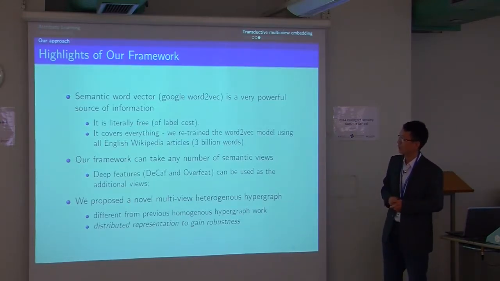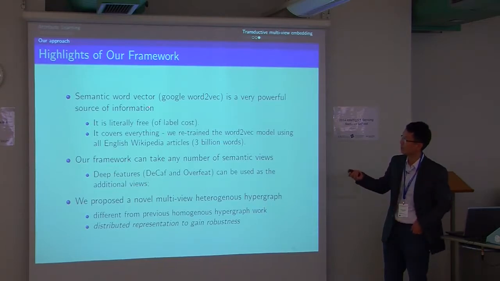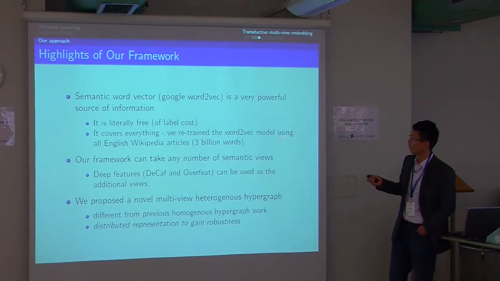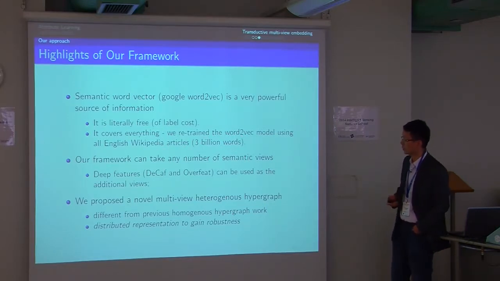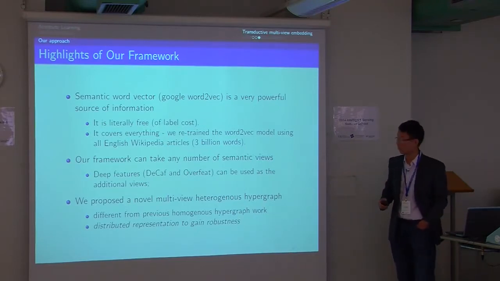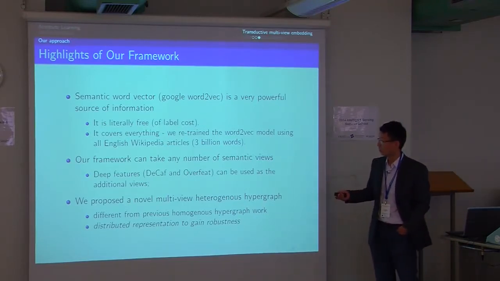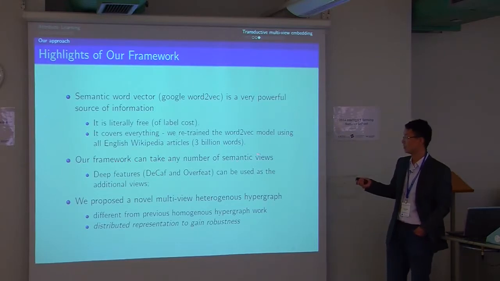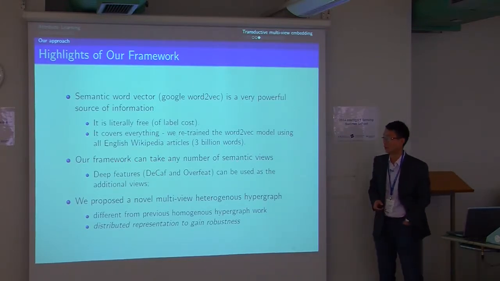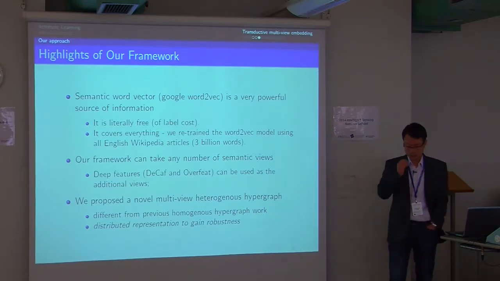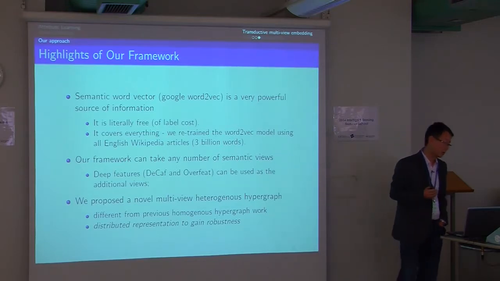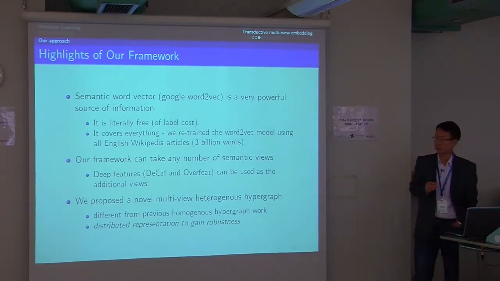What we can draw as a conclusion is that this semantic word vector is very powerful. We trained using all the English Wikipedia pages, 3 billion words, which basically is a treasure of knowledge we have. And our framework can take any number of semantic views, including the deep features, DeCAF and OverFeat. Deep learning has been a breakthrough in the past 2 or 3 years for not only computer vision, but also for speech recognition and all that.